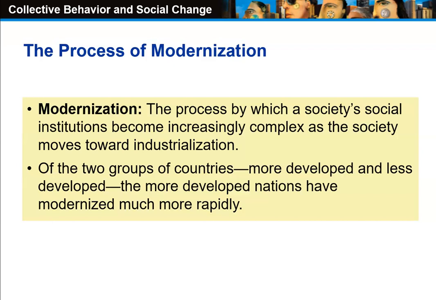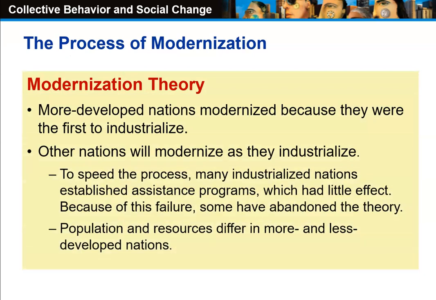Of the two groups of countries, more developed and less developed, the more developed nations have modernized more rapidly. Modernization theory is that more developed nations modernized because they were the first to industrialize. Other nations will modernize as they industrialize. To speed the process, many industrialized nations established assistance programs, which had little effect because of this failure. Some have abandoned the theory of modernization.